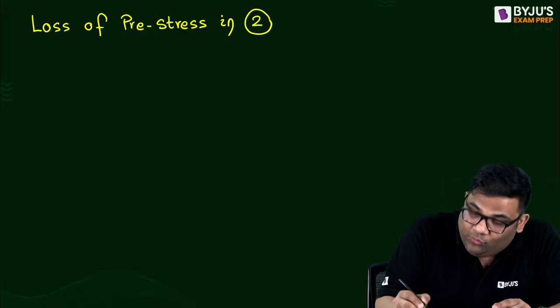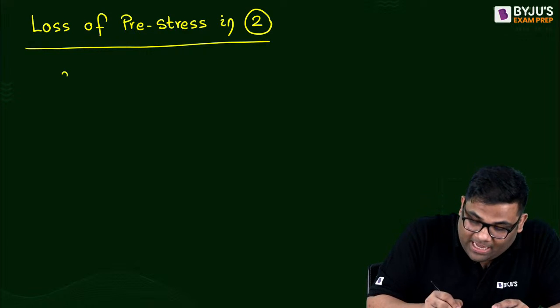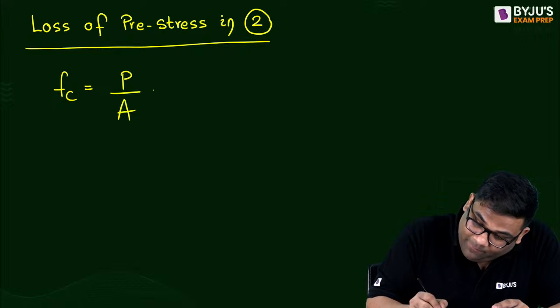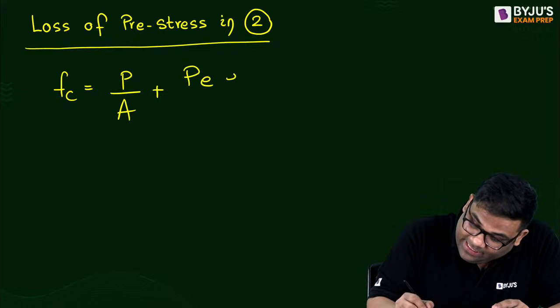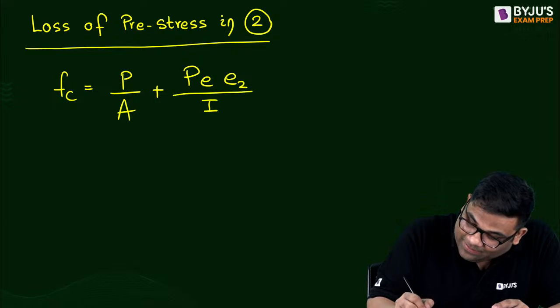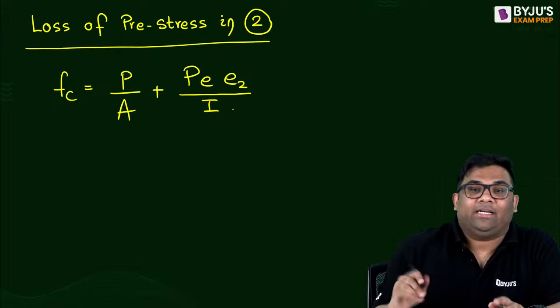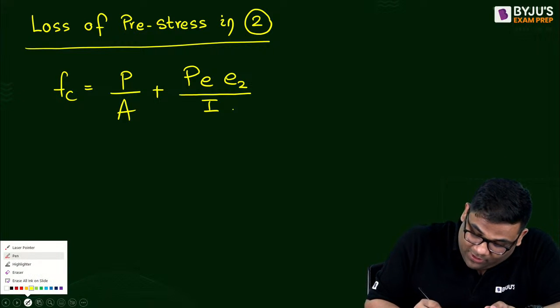in tendon 2, what will I do? Here FC will be the same formula: P by A plus PE into E2 by I. Here in place of E1, I will use E2. Same formula.